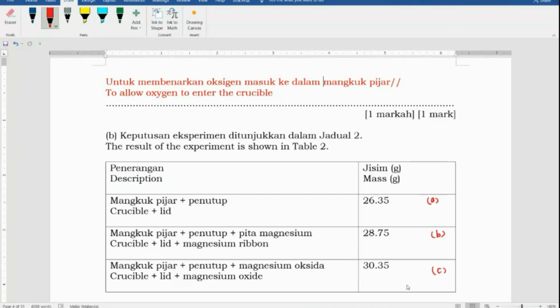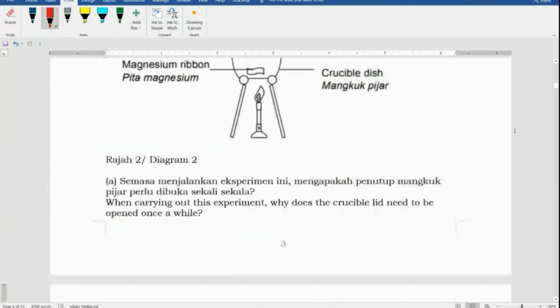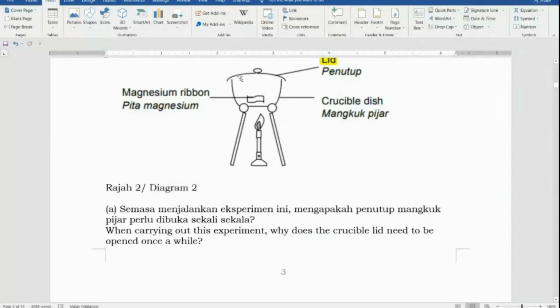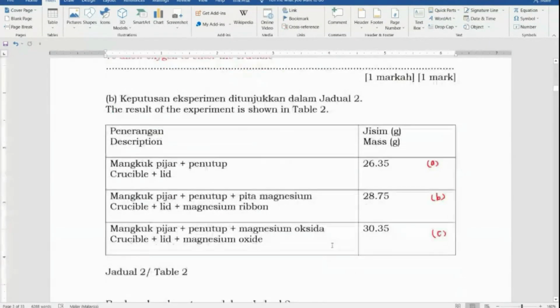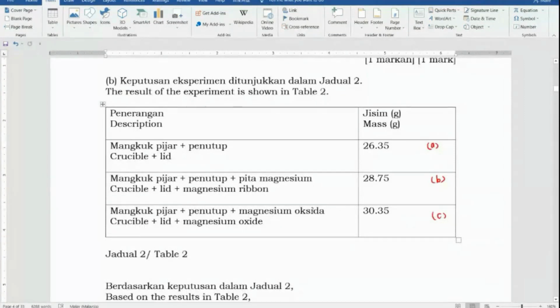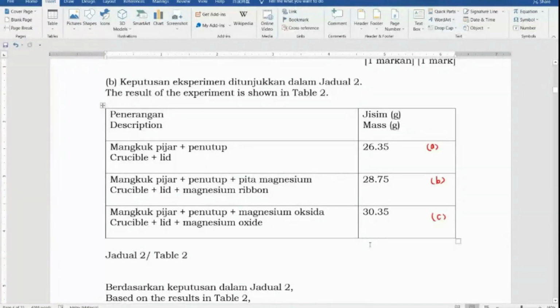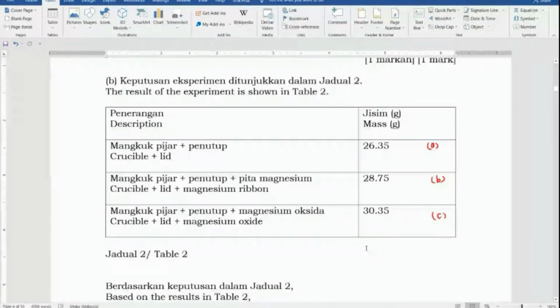So this one is after you heat it, right? After you heat, the magnesium reacts with the oxygen, so it forms a magnesium oxide. Okay, it's C. So what can we find from here? Magnesium oxide, right? This one is magnesium. So what mass can we find from here? Siapa tahu? Okay, what minus what?